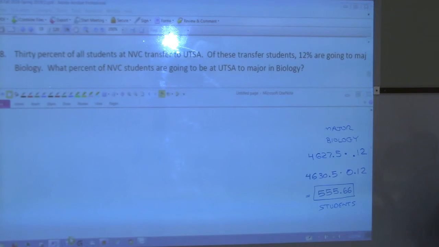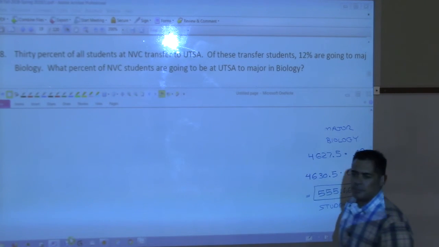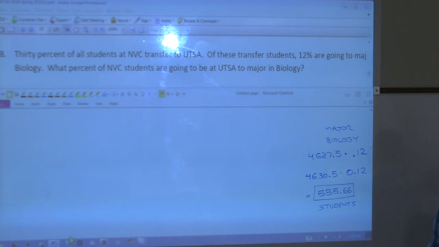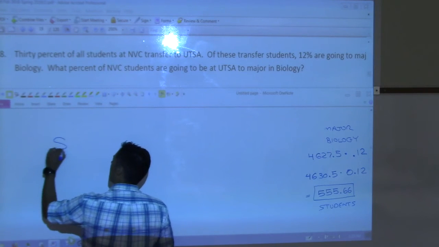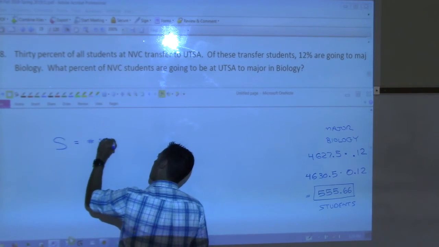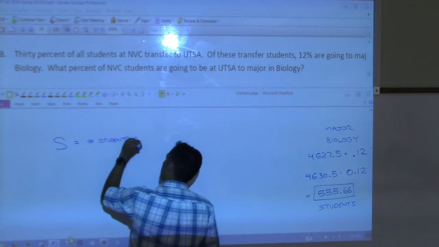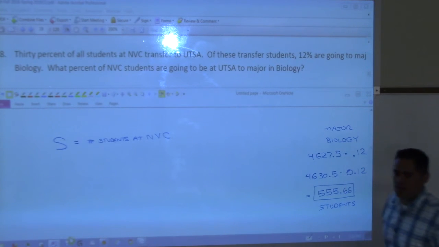So we don't have the 15,000 anymore, do we? So how do we do this then? We use the X. We can use a variable, exactly. So let's let S be equal to the number of students at Northwest Vista. Let's say S for students, all right? That's the number of students at Northwest Vista. How many of them are going over to UTSA?